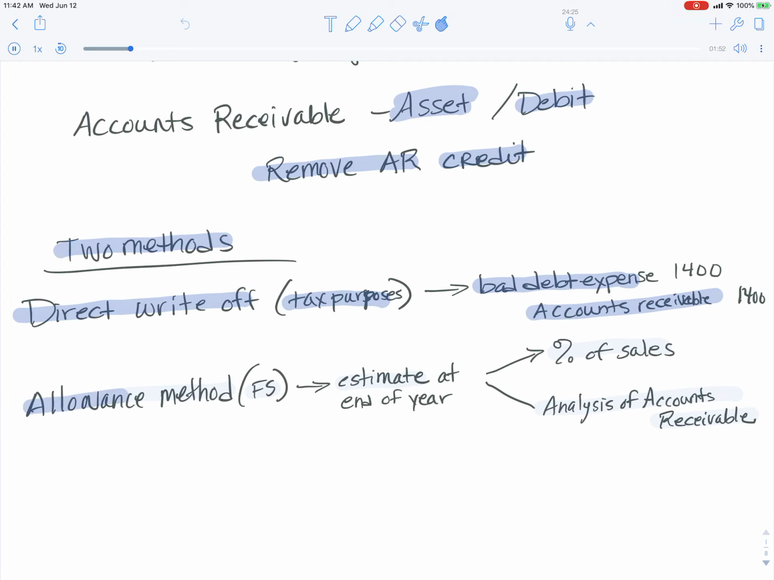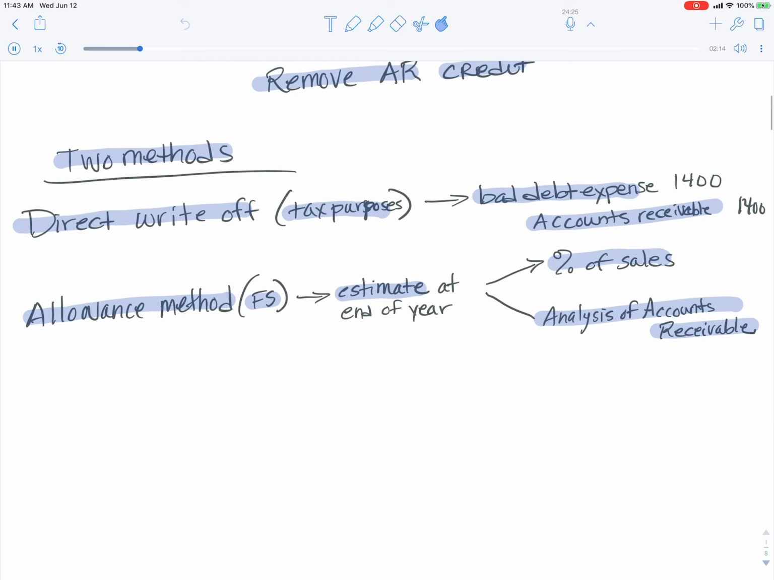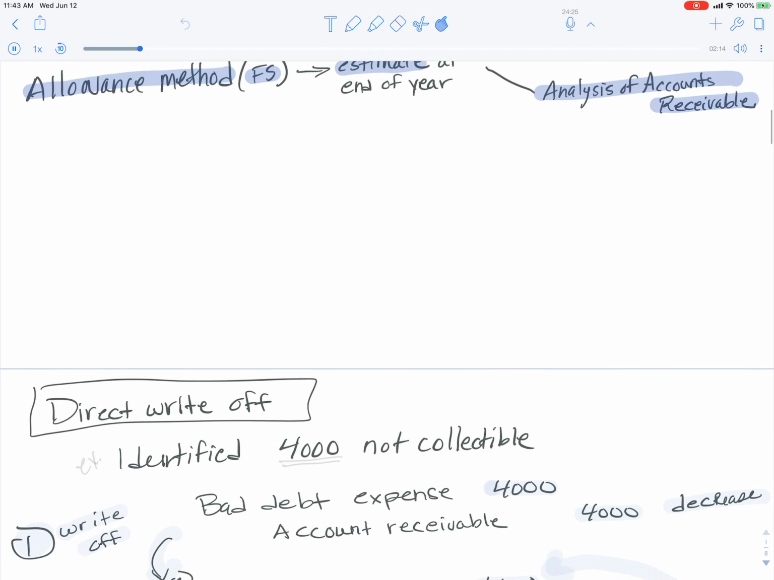The second method is the allowance method, and this is used for financial statement purposes. The allowance method is not actual debts that are bad. It's an estimate of debts that will go bad. And we have two ways to calculate this estimate: either percentage of the sales, or we do analysis of our accounts receivable. So this is what we're going to go over for accounts receivable.